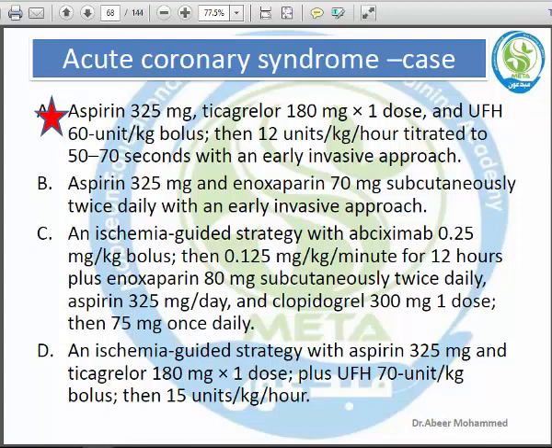الفرق بين A and D الانفراكشنيتد دوز غلط، إنه الانفراكشنيتد كانت 70 unit per kg وهي الصح 60 unit per kg. برضو إنه المينتنس دوز 12 unit per kg per hour صحيحة but 15 unit per kg per hour is wrong.